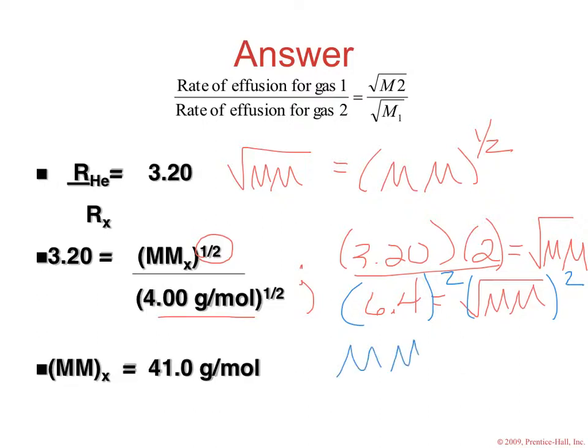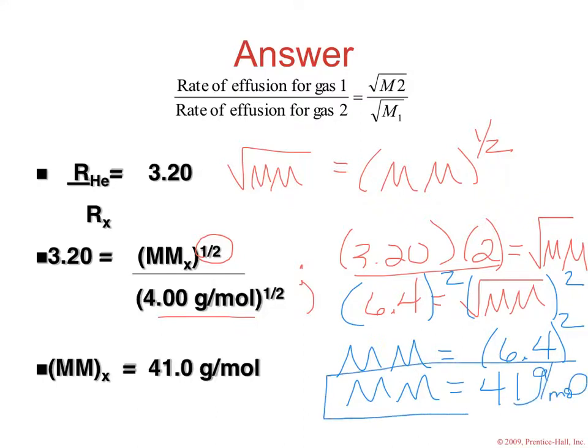That tells me that my unknown molar mass is equal to 6.4 squared. 6.4 squared is 41 grams per mole. That is the molar mass of the unknown gas.